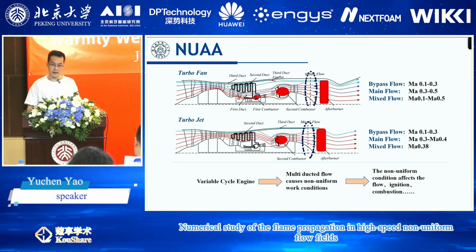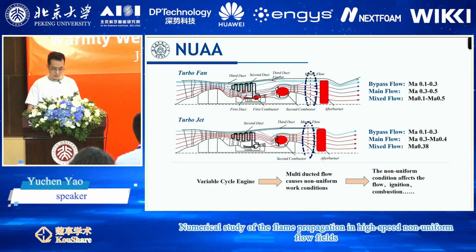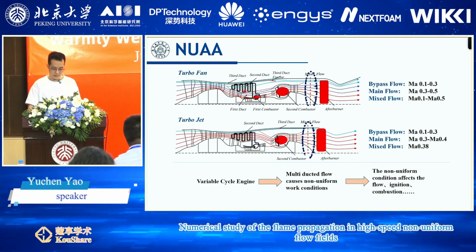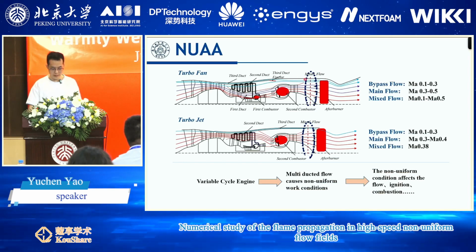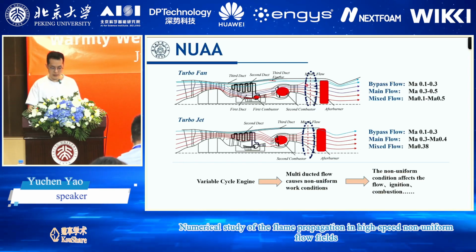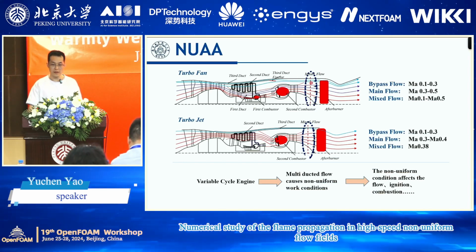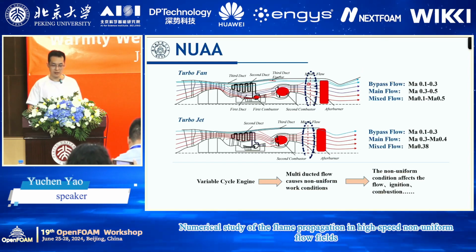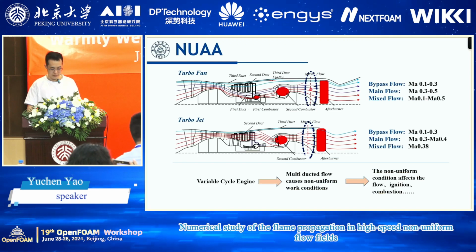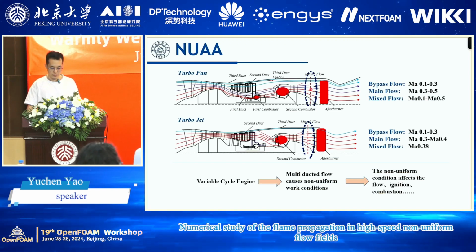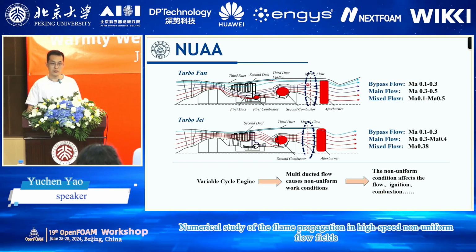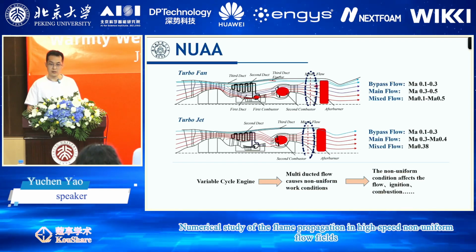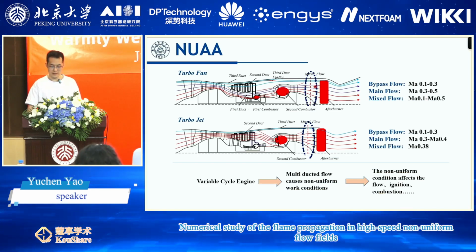In a variable cycle engine, the inflow is divided into many ducts and finally merged together before the afterburner. So the inlet of the afterburner would have very high velocity and temperature non-uniformity. My work is aimed to investigate the impact of the non-uniformity and find out the way to control and use it.